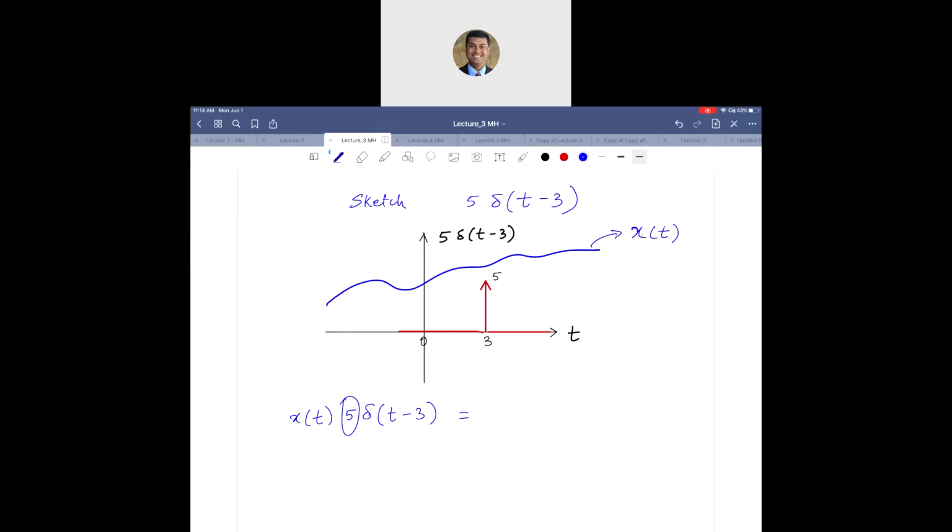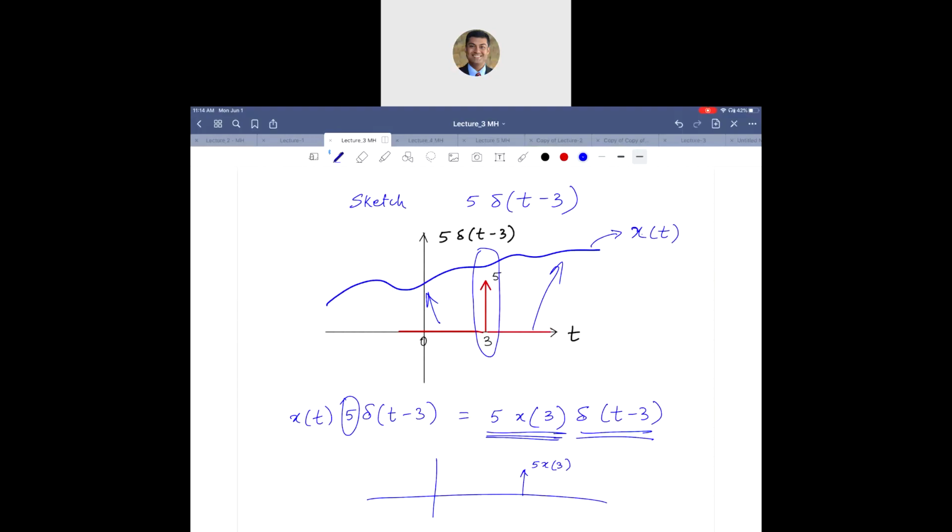I have increased the amplitude of that particular sample by 5 times, and I have actually picked out x of 3, because only at that time I'm going to get a non-zero value. All the others are going to cancel out because they're all 0. And then 5x of 3, I will also have a delta of t minus 3 that remains. So that will become my amplitude, and that will still be there. So eventually what I get is an impulse function with a weight of 5x of 3 located at time 3.